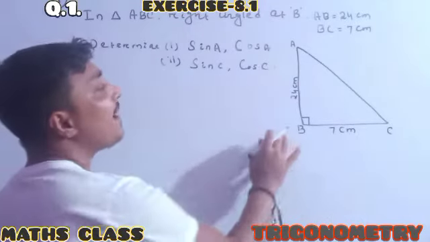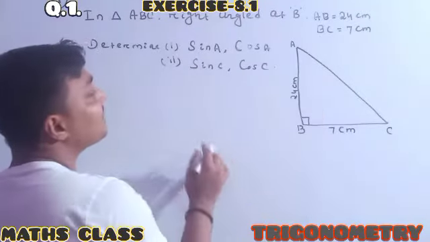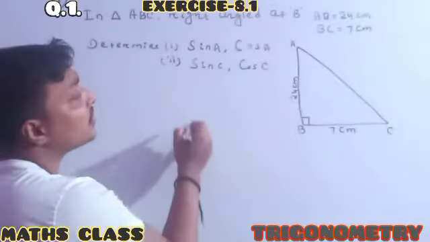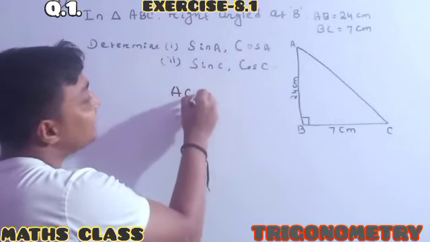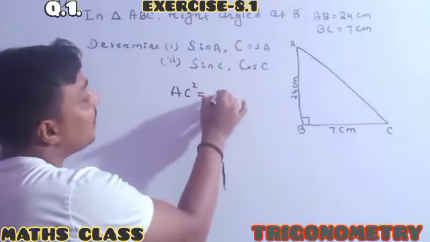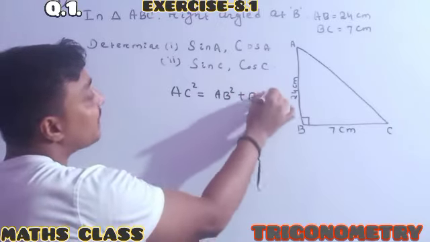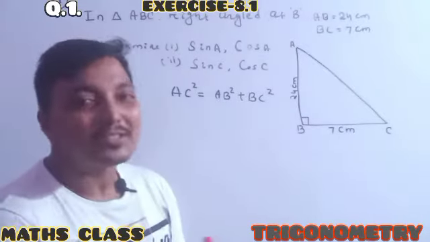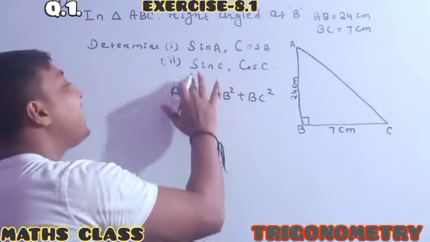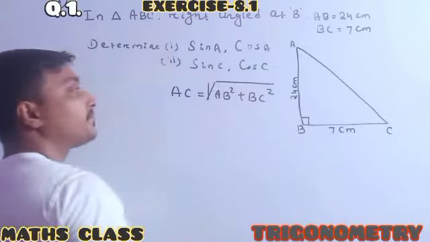Everyone knows this one is our hypotenuse. Everyone knows we can find it by using the Pythagoras theorem. See carefully. The Pythagoras theorem says AC square is equal to AB square plus BC square. Otherwise, H square is equal to P square plus B square, and H is equal to the square root of P square plus B square.